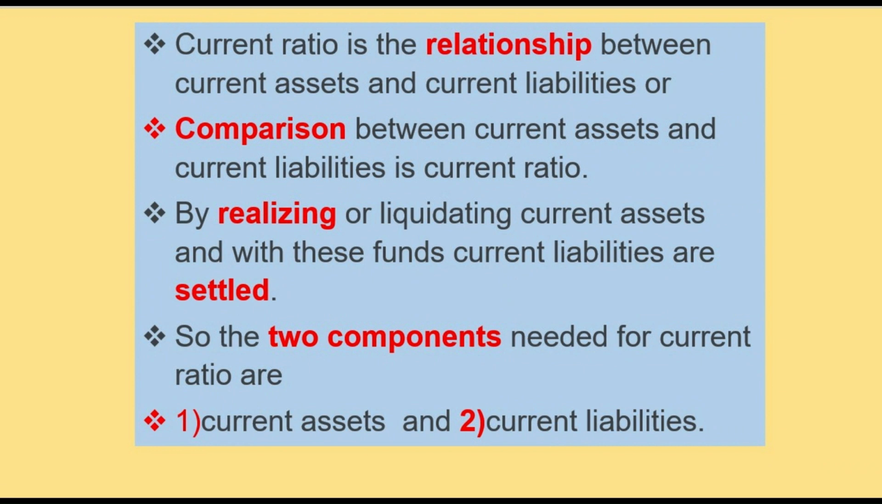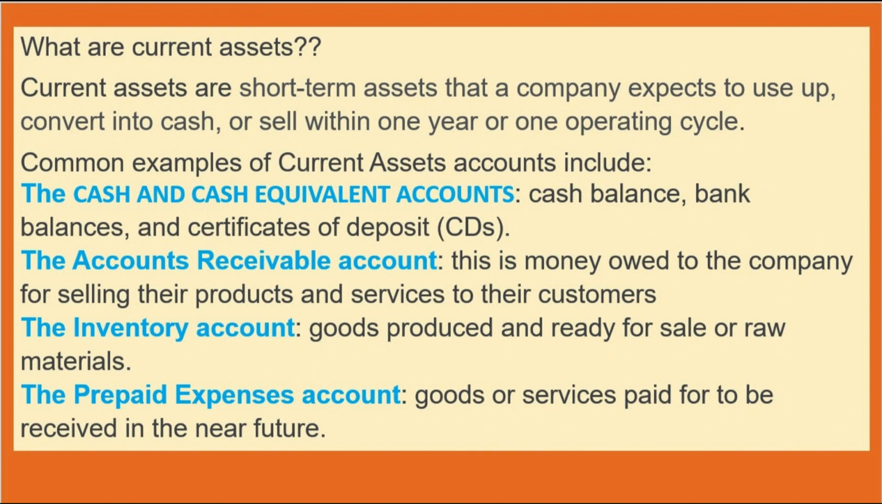By realizing or liquidating current assets, and with these funds, current liabilities are settled. So the two components needed for current ratio are current assets and current liabilities. What are current assets? Current assets are short-term assets that a company expects to use up, convert into cash, or sell within 1 year or one operating cycle.